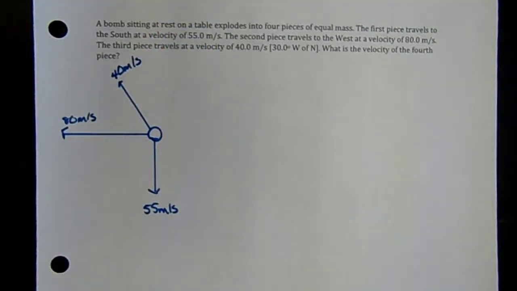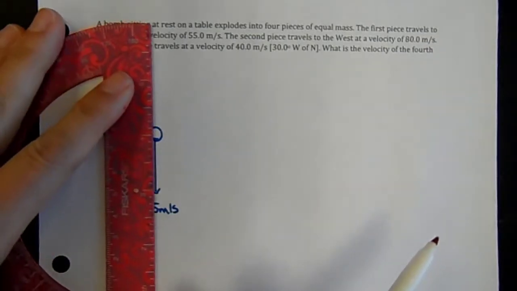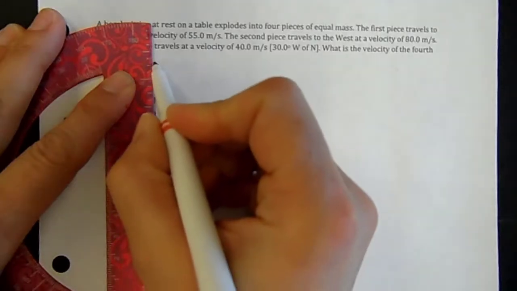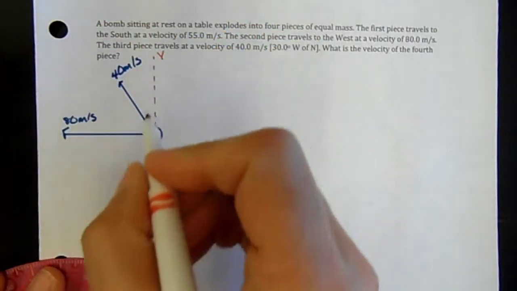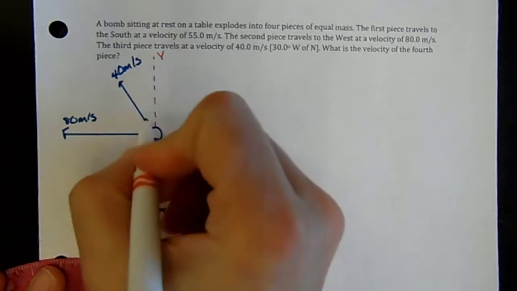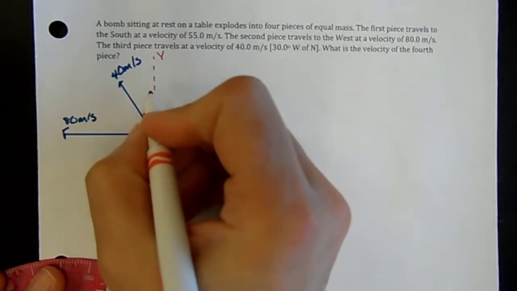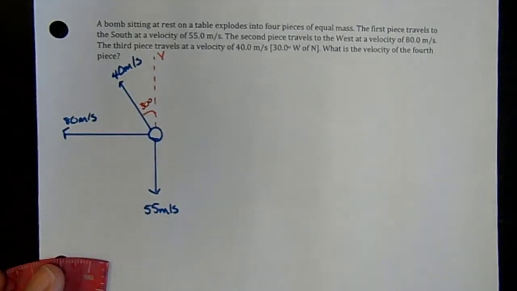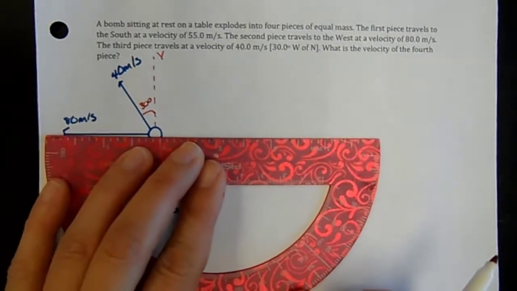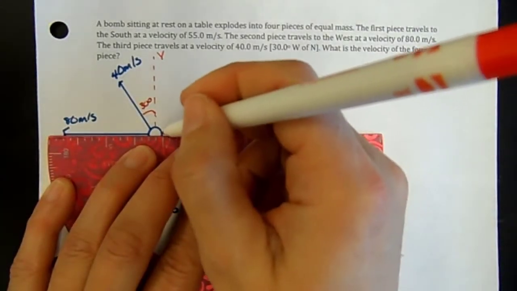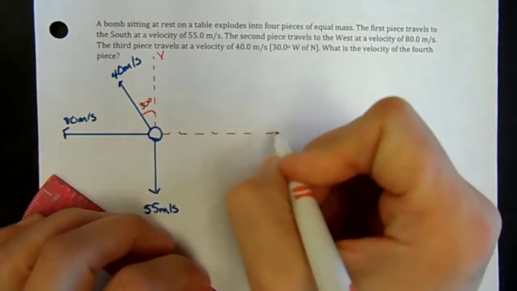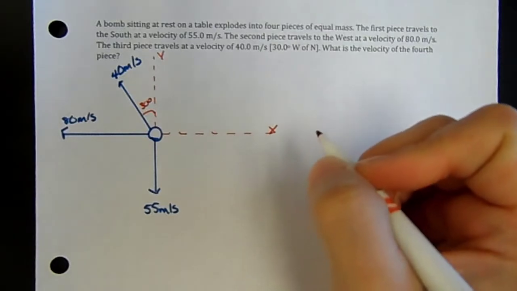Now we can draw in that axis. Let's go ahead and do those real quick. So here is our y-axis here. This is our north axis. So this is going to be 40 meters per second, 30 degrees west of north. And then our x-axis, let's do this. That's a nice circle. So here's our x-axis.